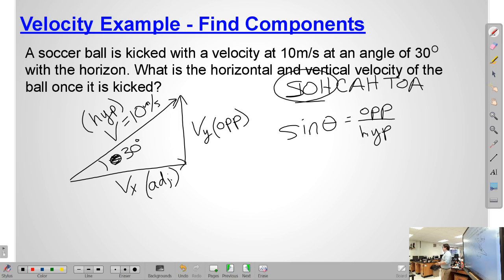Cool. Okay. Alright, plug and check my numbers in. We got sine 30 equals opposite, I'm going to call Vy, over hypotenuse, I'm going to call 10. Multiply by 10.